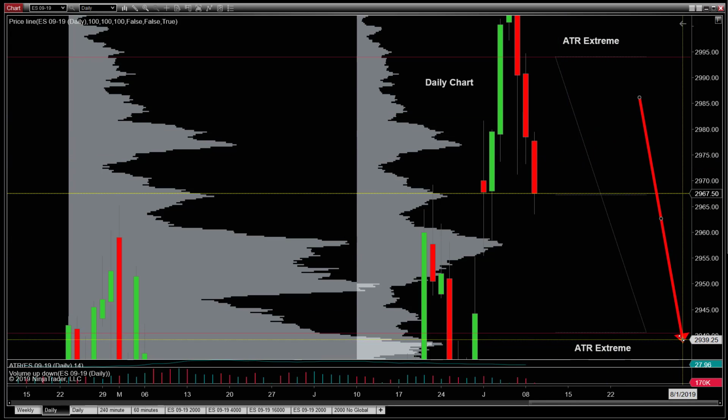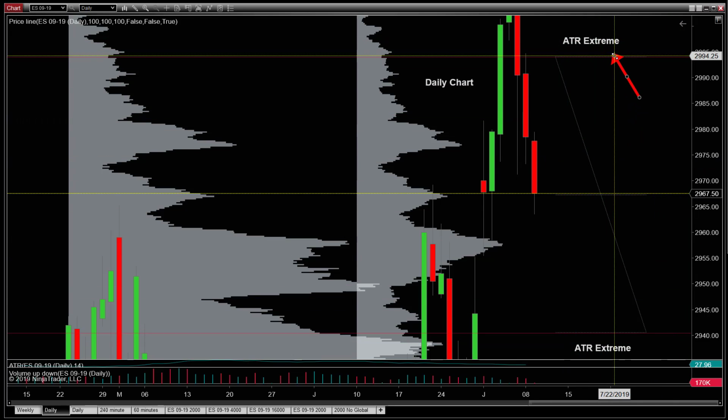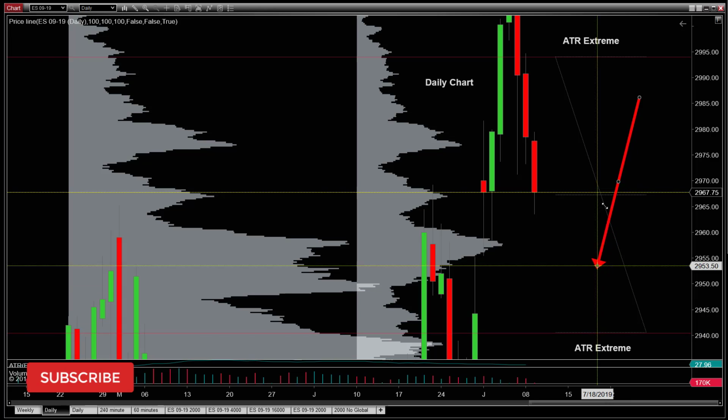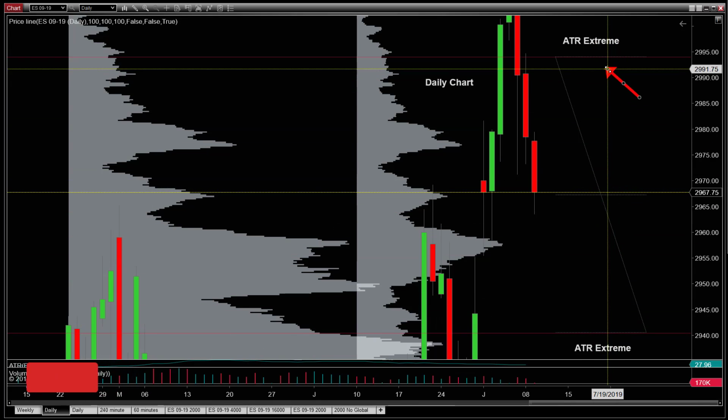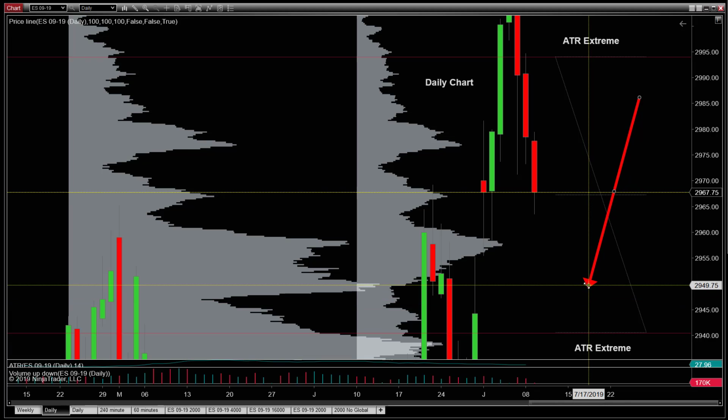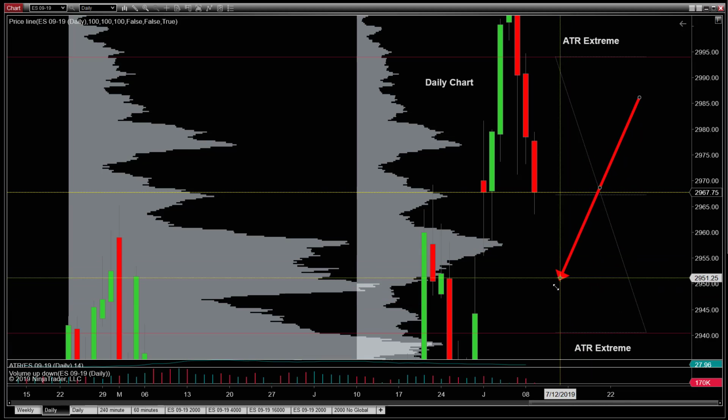ATR, we're at 27.96. That puts our top at 29.94. Puts the bottom here at 29.40. If you're not aware, this is where we're looking for trades for the day. This gives us the range of places to look for trades.